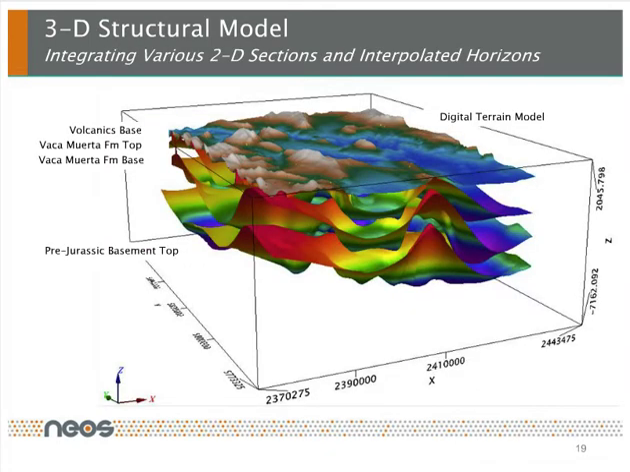The 3D model resulted in the slide we see before us. In it, we see the base of the volcanics, we see the top and base of the Vaca Muerta, one of the primary intervals of interest, and the top of the pre-Jurassic basement. Additional models were generated that had several additional areas and zones of interest for the clients.